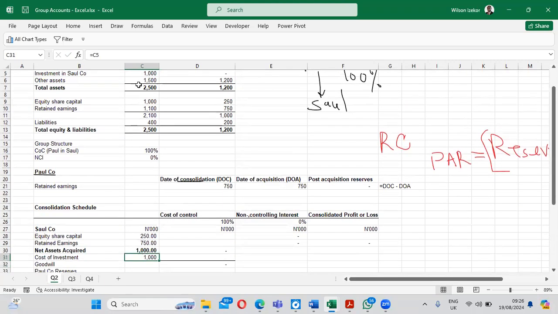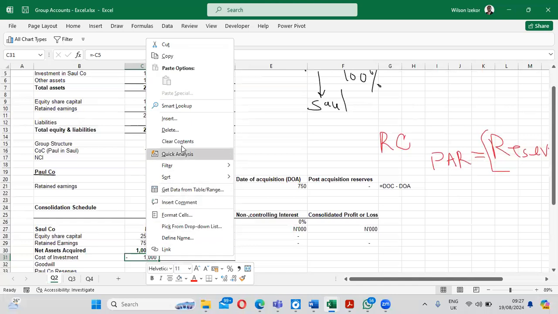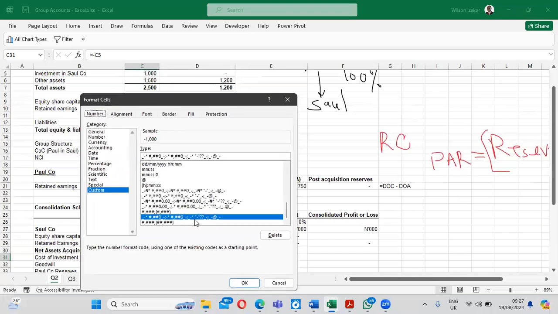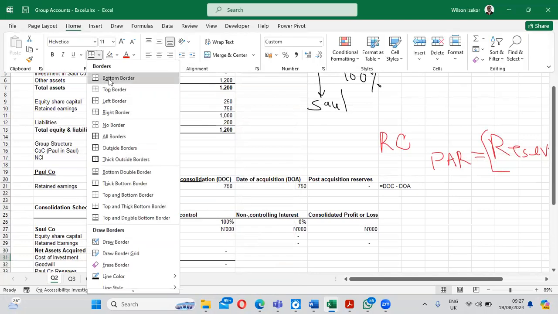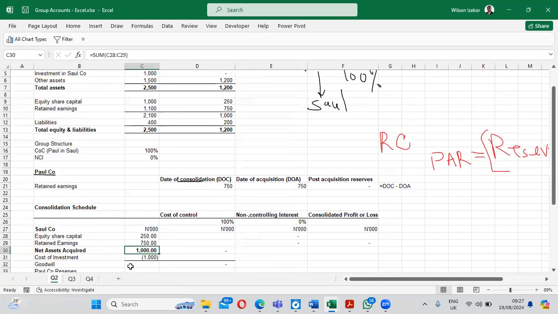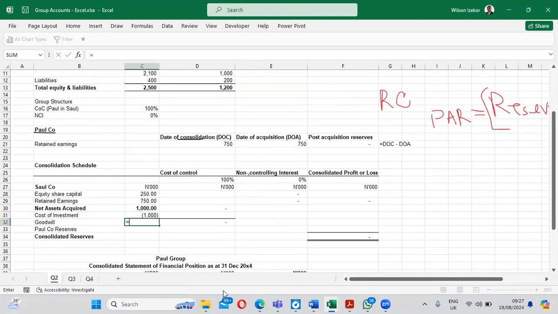All right. So if you compare this net asset acquired to the cost of investment, which is also 1,000 naira, you have to deduct this. If I put this in brackets, that's a deduction. It then means that the goodwill is going to be nil. So if I add this to this, the goodwill is nil.